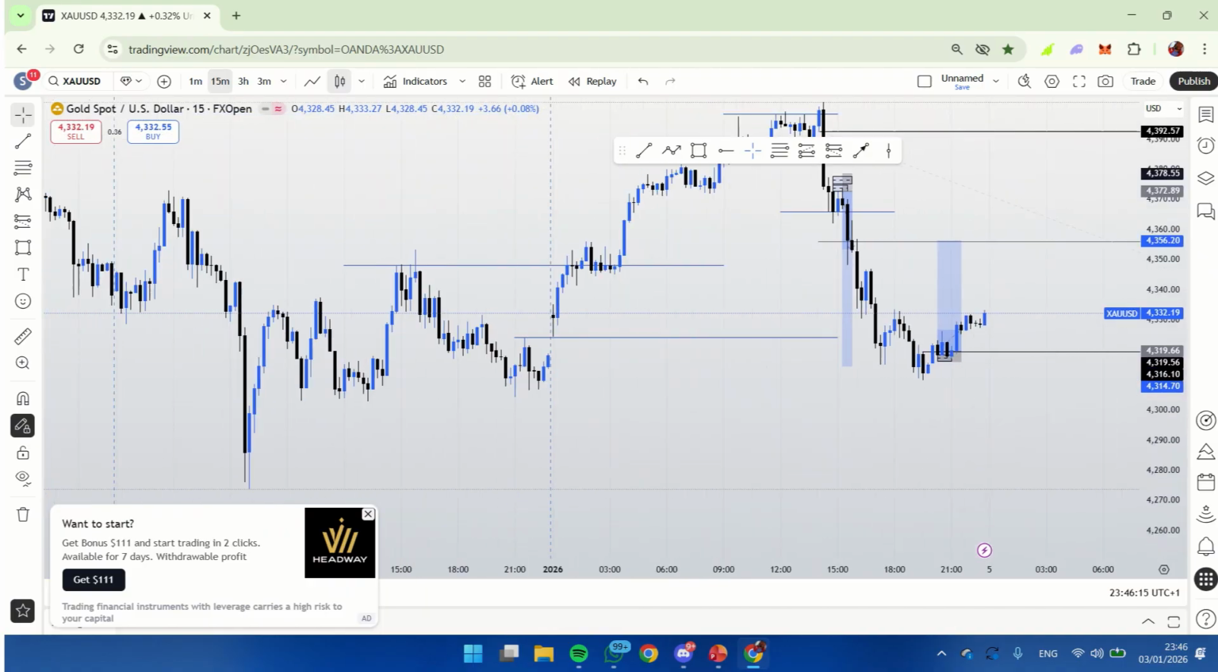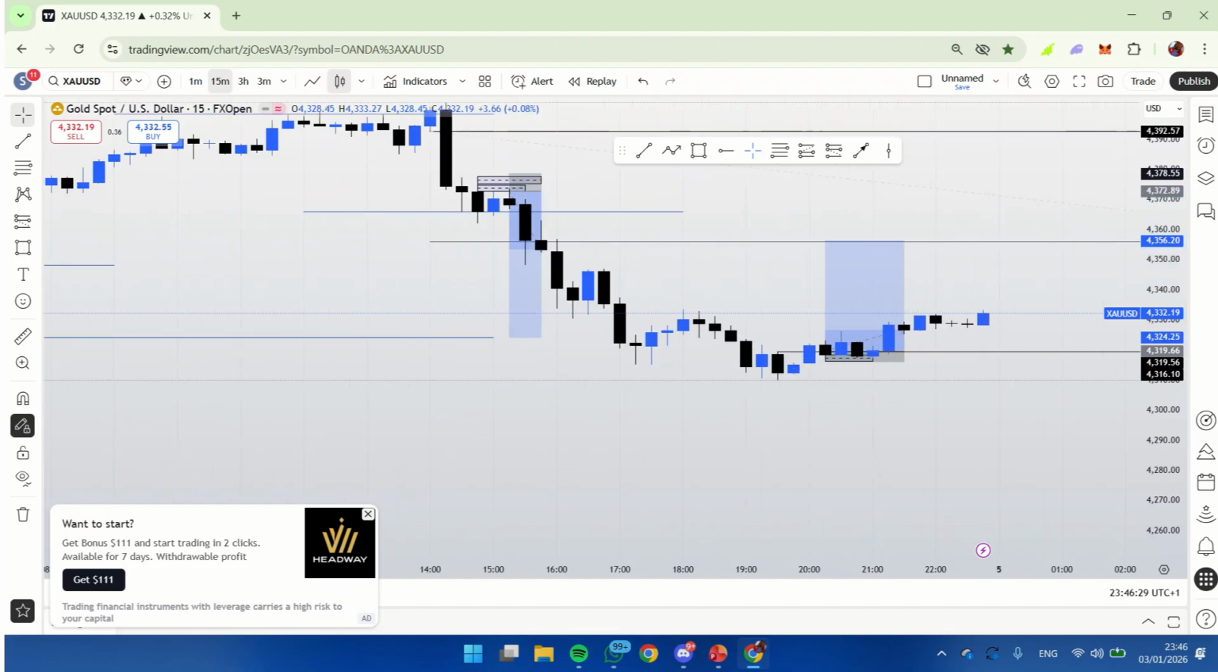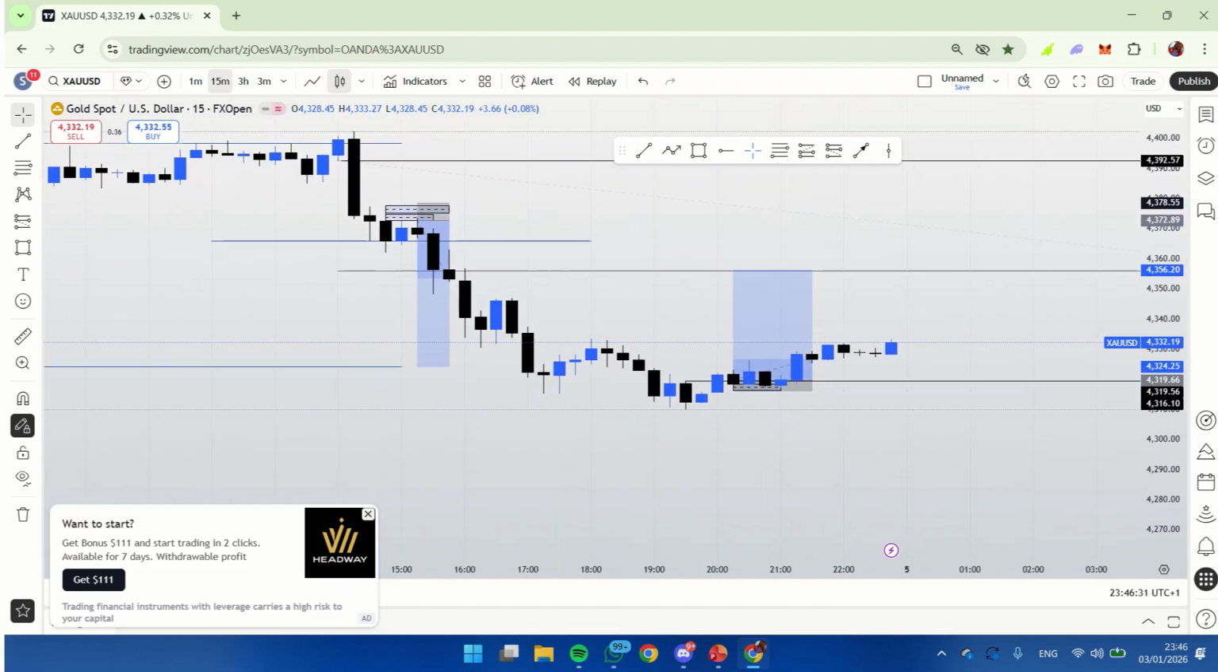So partials here, partials at 1:1, 1:4, then full TP at 1:8. See that? And still have an entry by 3.